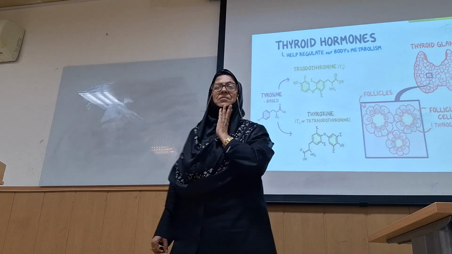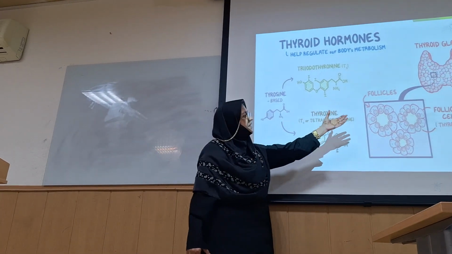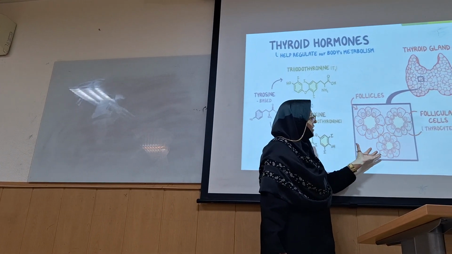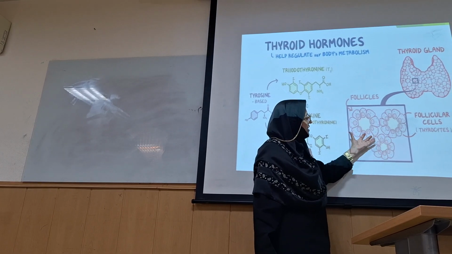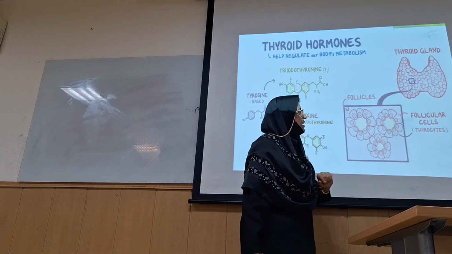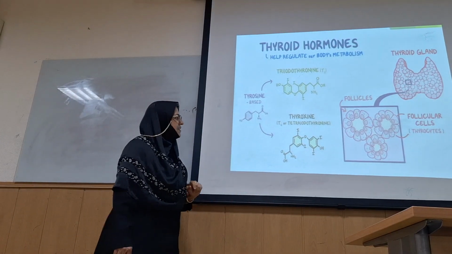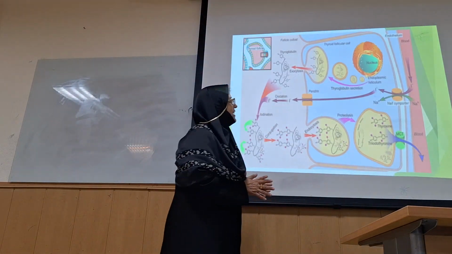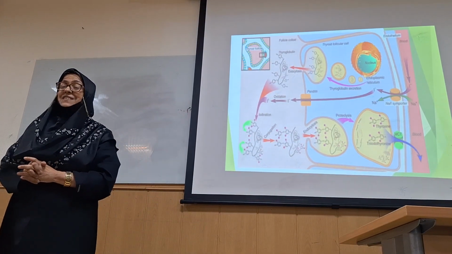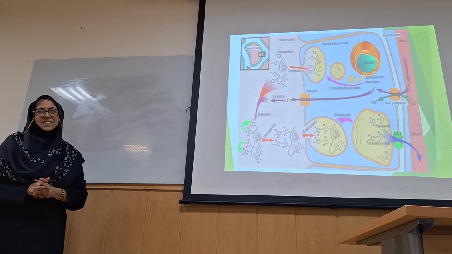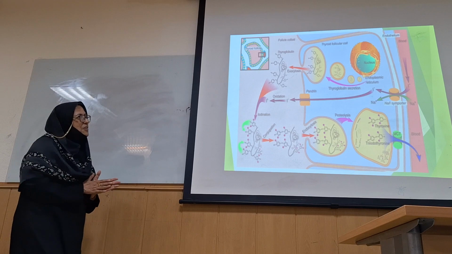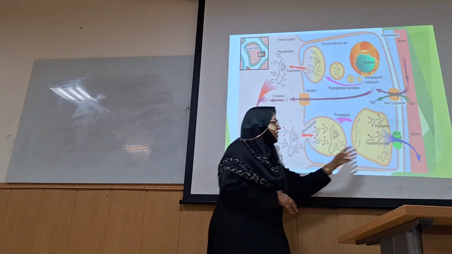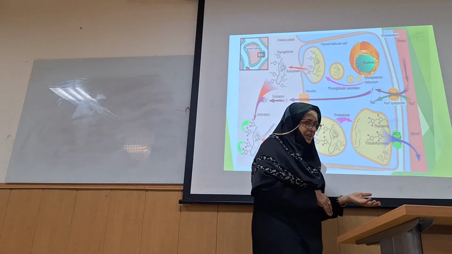In this slide, you see follicles, lobes, thyroid. These are follicle or follicular cells. Follicular cells release thyroid hormones. Okay. This slide shows you about the synthesis of thyroid hormone. For example, this is follicle cell. This area is blood. This area is lumen of follicle.